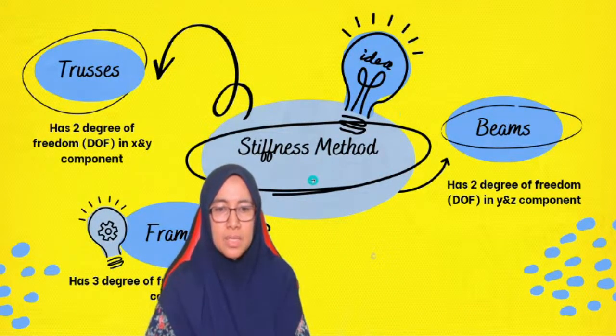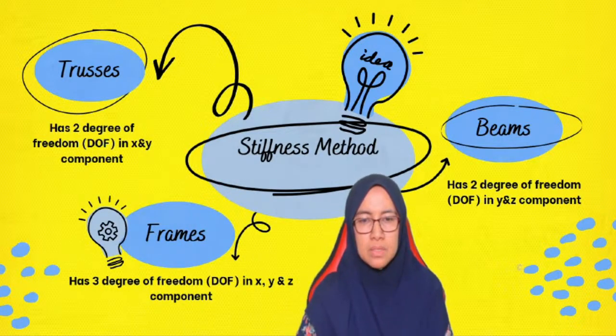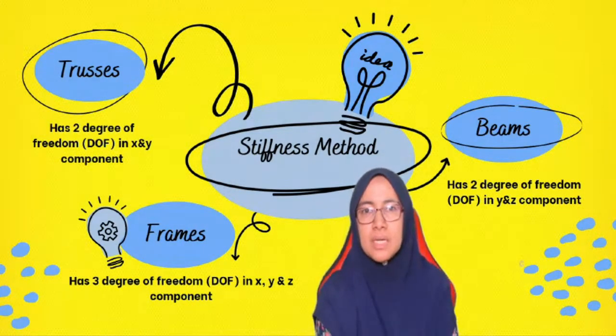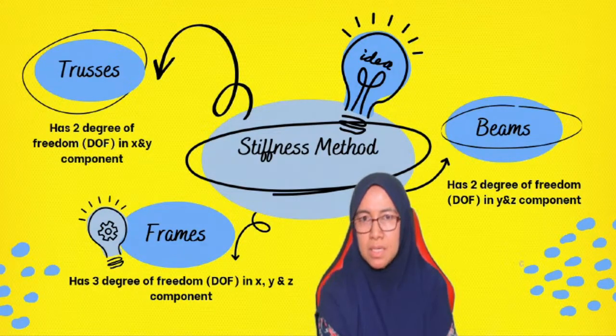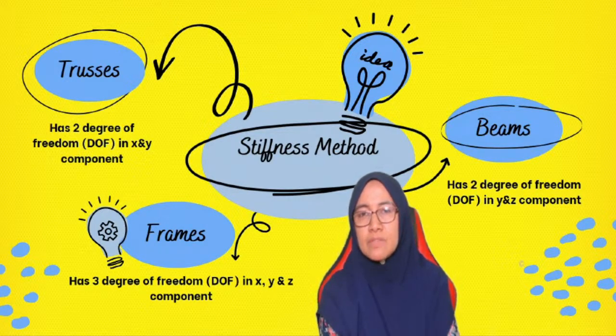So this is the coverage of stiffness matrix. As I mentioned, it covers three types of structure under CES521. Number 1 is trusses, number 2 is beams, number 3 is frames. The keyword that you have to understand is degree of freedom.